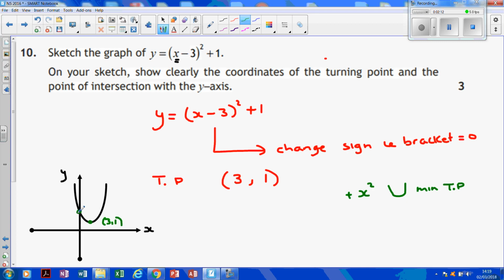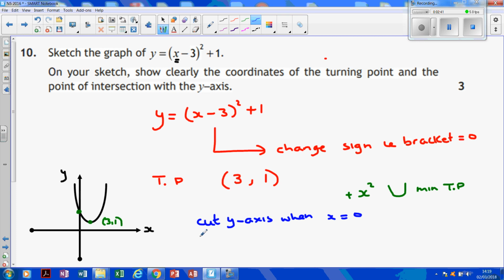Now, the next point I need is this point here where it's crossing the y-axis. That's the other thing that we want to find. Now, this one here clearly does not cut the x-axis. So it's always worthwhile drawing down the parabola, putting in the turning point, and then you can check to see if it is crossing. Right, now, when does our graph cut the y-axis? So it cuts the y-axis when x is equal to 0.